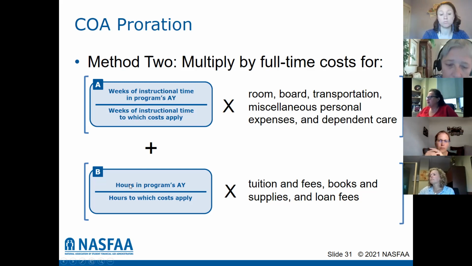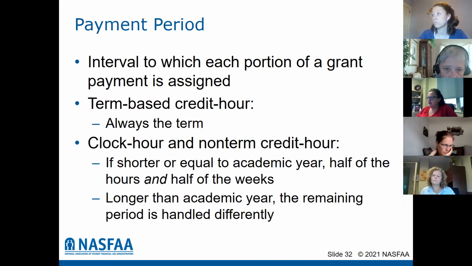This is the hours in a program's academic year, over or divided by hours to which costs apply, times the tuition, fees, book supplies, and loan fees. So that is going to be your method 2 on there. And again, these are in the handbook too, if you really want to look at that, or reach out to somebody who actually does these quite a bit.